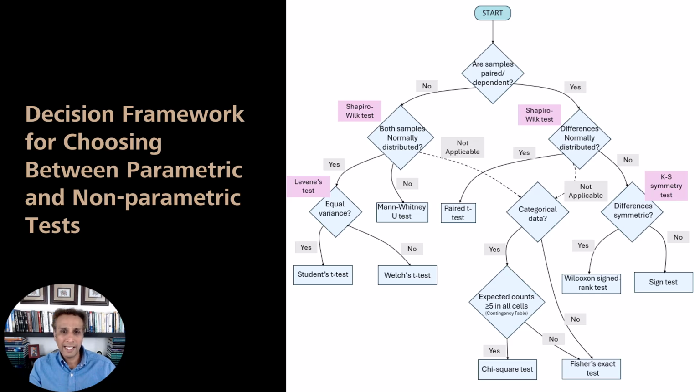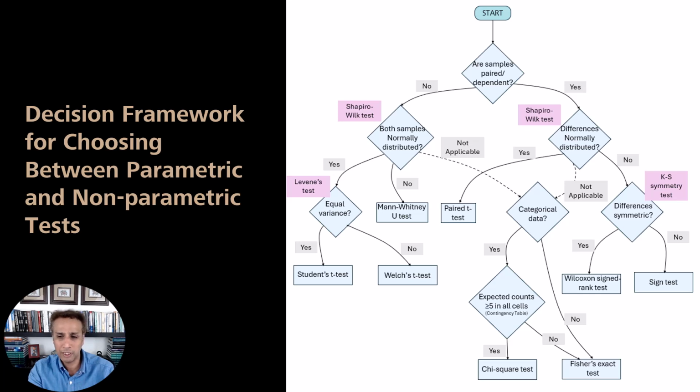Okay. If the answer is yes, then you look at, are the variances equal, which means are they similarly distributed? Then it's a straightforward t-test. But if the variance is not equal, then it's Welch's t-test. Similarly, if both samples are not normally distributed, which means they're non-parametric, as we just learned, then it is the Mann-Whitney U test. When would it not be applicable? Obviously, if it's categorical data. Then you look at whether you have expected counts greater than or equal to 5 in all the cells, and then you get the chi-square test.